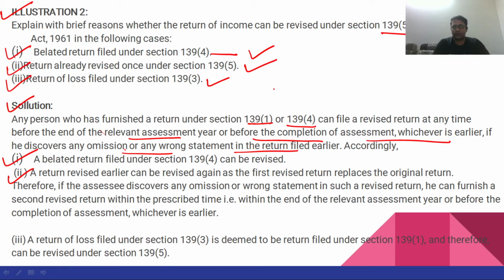Please take about 2 or 3 minutes, go through this, and then we proceed. Any questions, please ask.